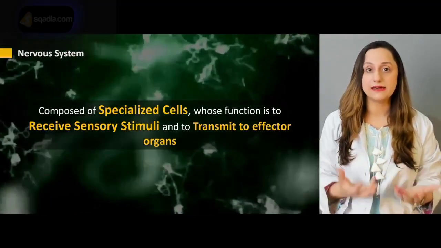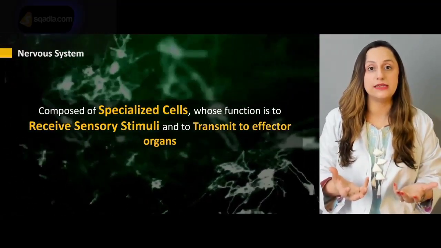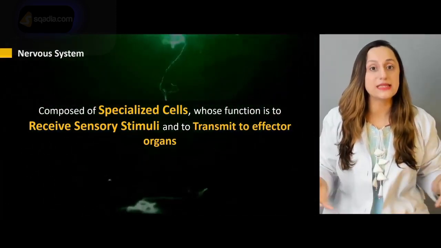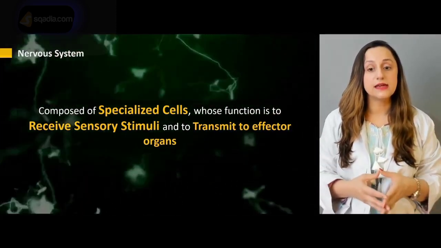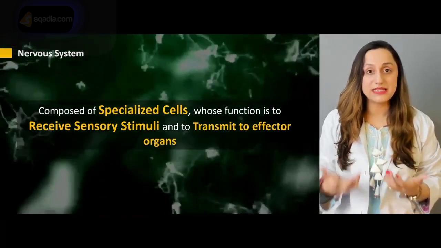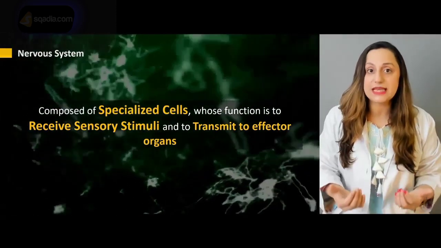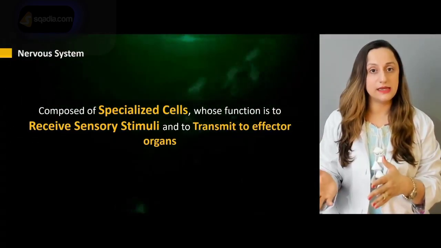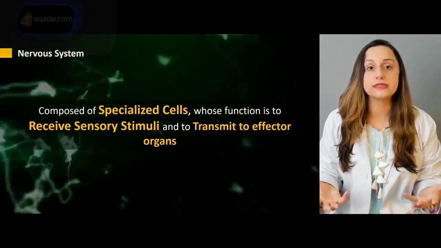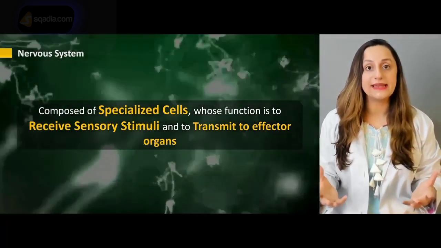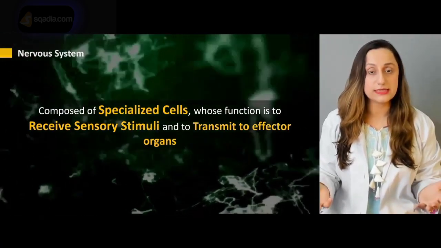And we'll be giving you the details. What are the different functional cells as well as the supporting cells over here? These specialized cells basically have the function to receive the sensory stimuli and to transmit the messages to the effector organs for proper coordination and integration of the effector organs.